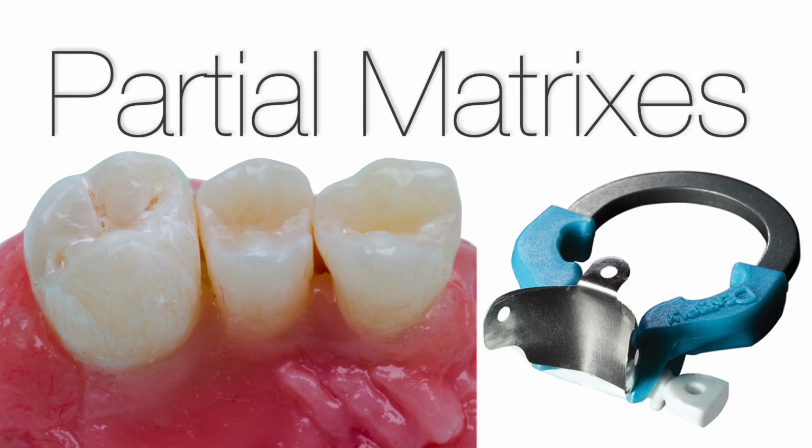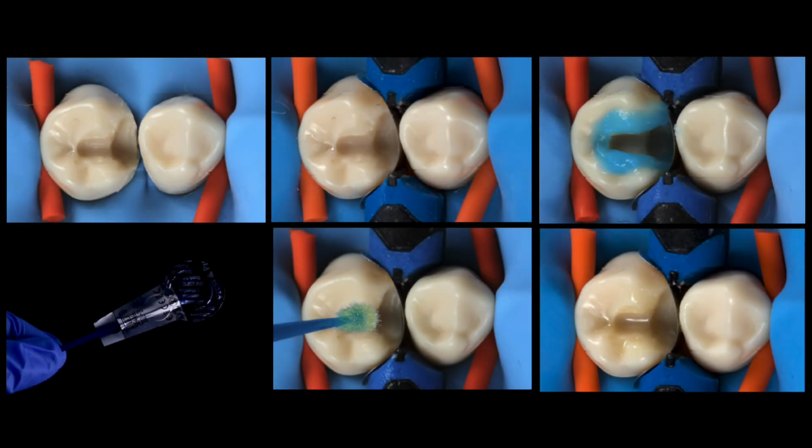So this is the type of matrices that we use. The partial matrix. This is the Palodent, the Dentsply Sirona system, which has plastic wedges, which are a little bit less aggressive to the gingiva, and with the rings. So we do the cavity, we do the normal isolation, and we place the rings and the band, and we do the step-by-step of our preparation and adhesive protocol.